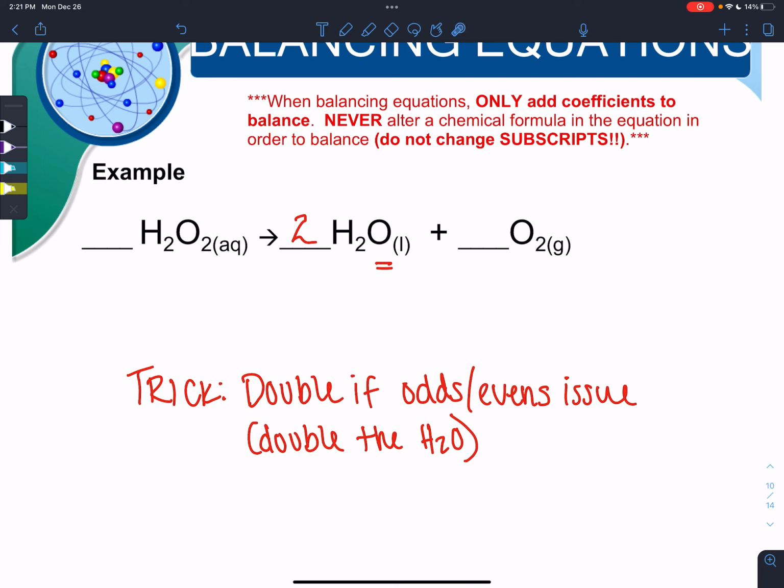Now when I look at it, I've got 2 oxygens on this side, and I've got 1, 2 oxygens, 3, 4 oxygens. So I've got 4 oxygens on this side, and I've got 2 on this side. Now, because I did this trick of just doubling that, now it's easy for me to just double this in order to make it equal to each other. It just fixes my odds-evens issue. So now I've got 4 oxygens on the left and 4 oxygens on the right. So if you ever have an odds-evens issue where you're like, I've got 3 on the one side and I've got 2 on the other, I can't figure it out, fix the odds-evens issue by doubling the odd one, because then you've made it an even number and it might be easier to balance.